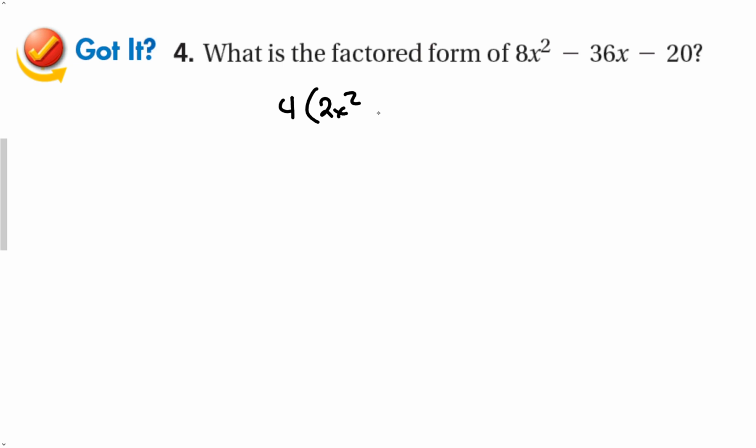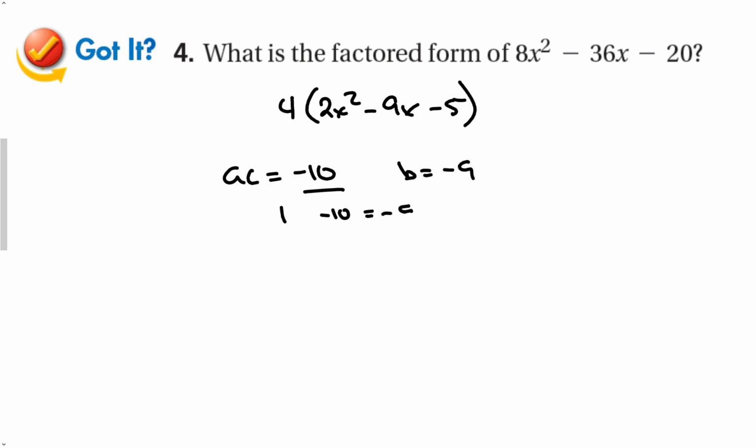So 2x squared minus 9x minus 5 when I take out the 4. Now a times c is just negative 10. B is negative 9. So I want the factors of negative 10 that add up to negative 9. That means the two factors are going to have different signs. And it means the larger one is going to be negative, so negative 10 and 1. Well, hey, look at that. When I add them together, I get negative 9.